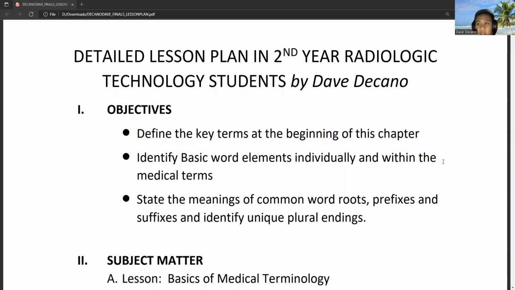So here are my objectives. Define the key terms at the beginning of this chapter. Identify basic word elements individually and within the medical terms. Lastly is to state the meanings of common word roots, prefixes, and suffixes, and identify unique plural endings.